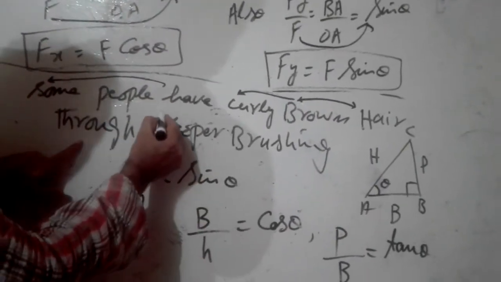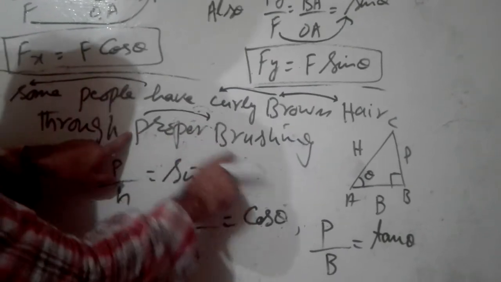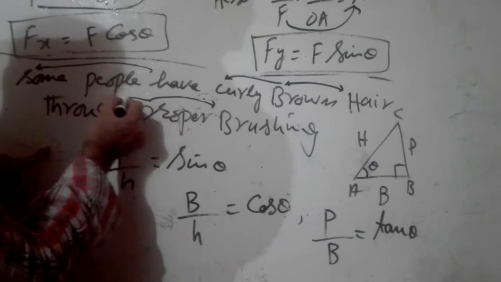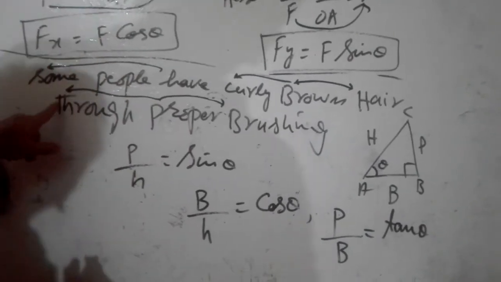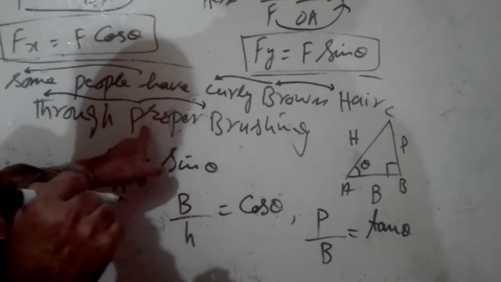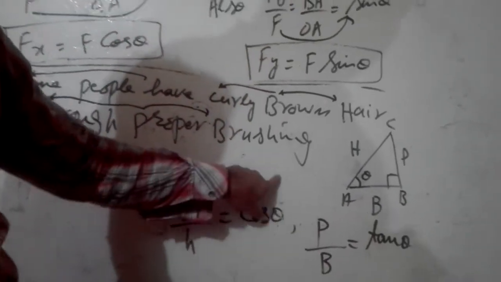Similarly, the next one, P divided by B, perpendicular over base. What is the value of perpendicular over base? Starting with the letter T in English, T stands for tan theta. So perpendicular over base equals tan theta. In this way you can remember sine theta, cos theta and tan theta. So that is the end of our article.